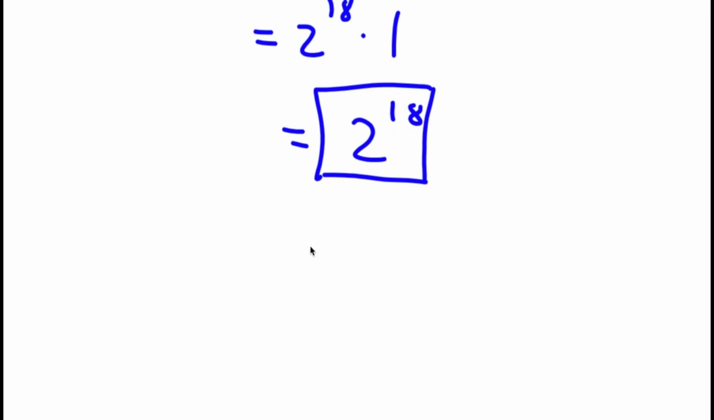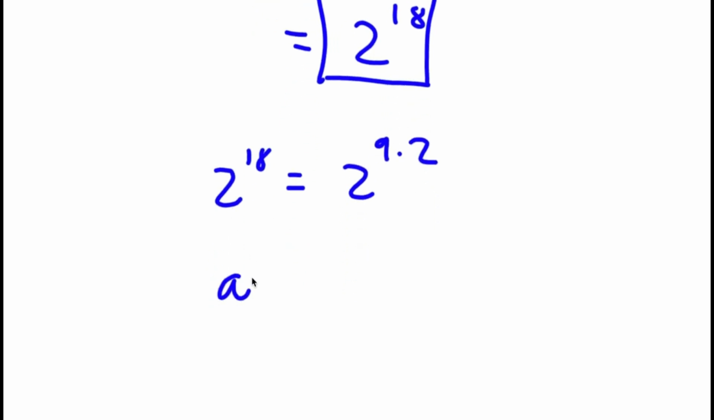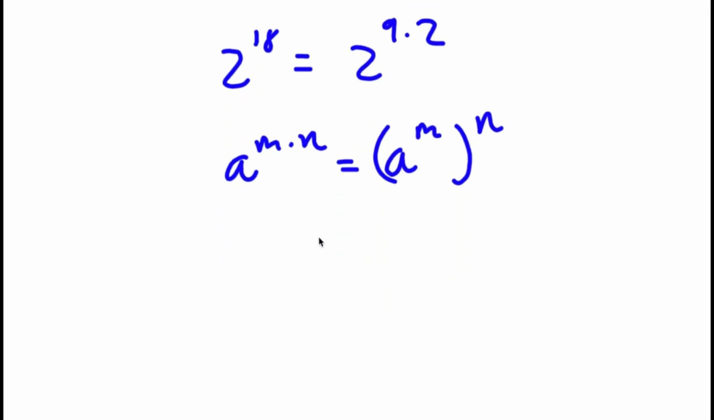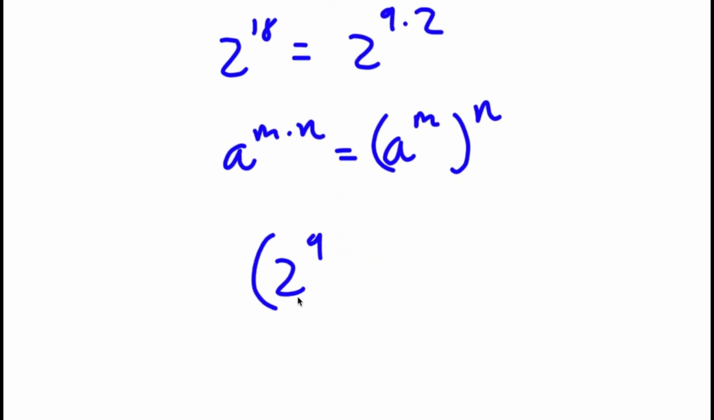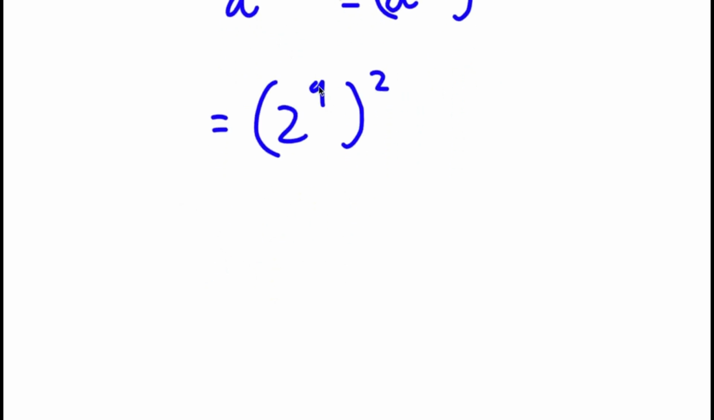So 2 to the power of 18 is the same thing as 2 to the power of 9 times 2. And if I have something in the form a to the power of m times n, this is the same thing as a to the power of m to the power of n. So 2 to the power of 9 times 2 is going to be 2 to the power of 9 to the power of 2. Now 2 to the power of 9 is equal to 512, so I have 512 to the power of 2.